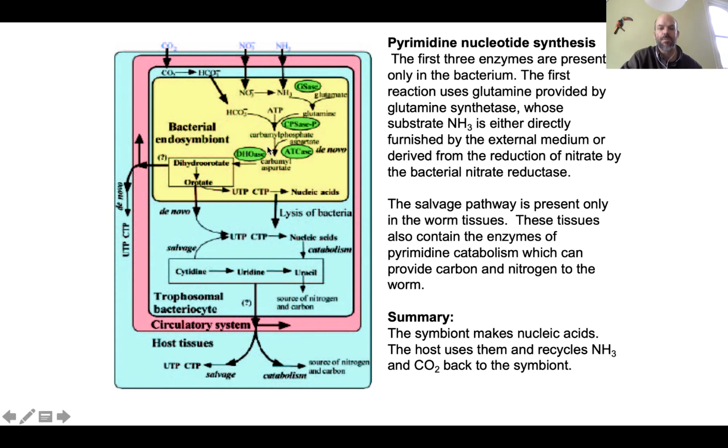So here's the whole pathway that occurs in the bacterial symbiont. Here's the host, and this is showing how the bacteria actually makes uracil, one of the molecules you need for making RNA, and then gives that uracil, gives those nucleotides to the worm so the worm can actually make its own DNA. So this is just to show the degree to which the worm is completely dependent on the bacteria for its metabolism. So then the host uses these organic molecules, recycles the ammonia and the carbon dioxide back to the bacteria.